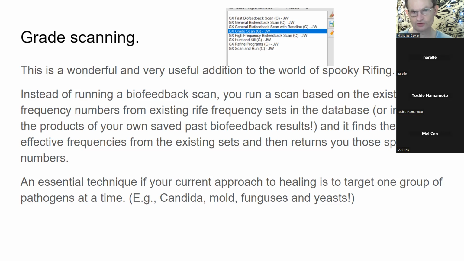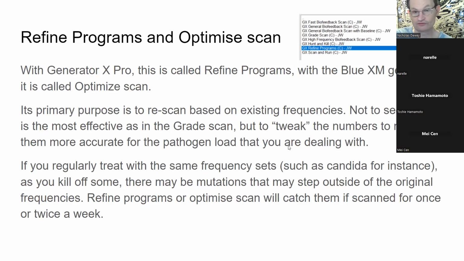So if you're not sure if you've got mold or yeast or Candida, you could essentially grade scan with a lot of them, and then you'll find the most predominant frequencies being returned to you. So you'll be tackling whichever part of your disease has got overgrown at the time.